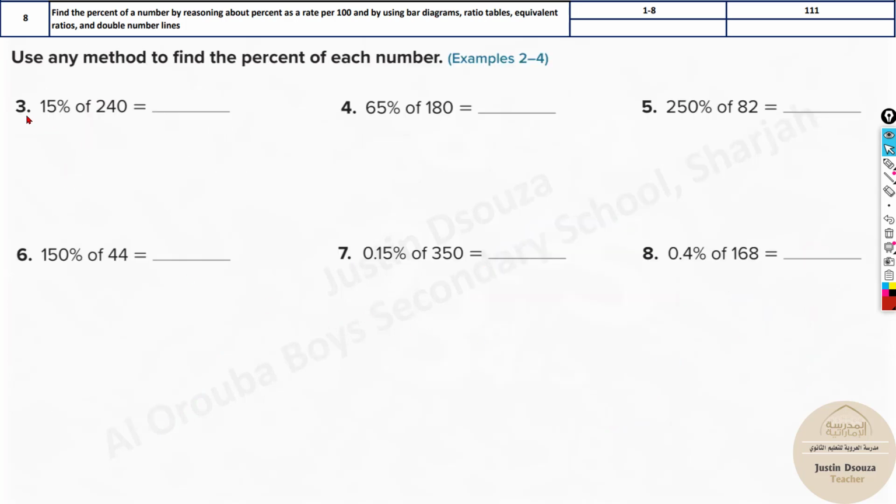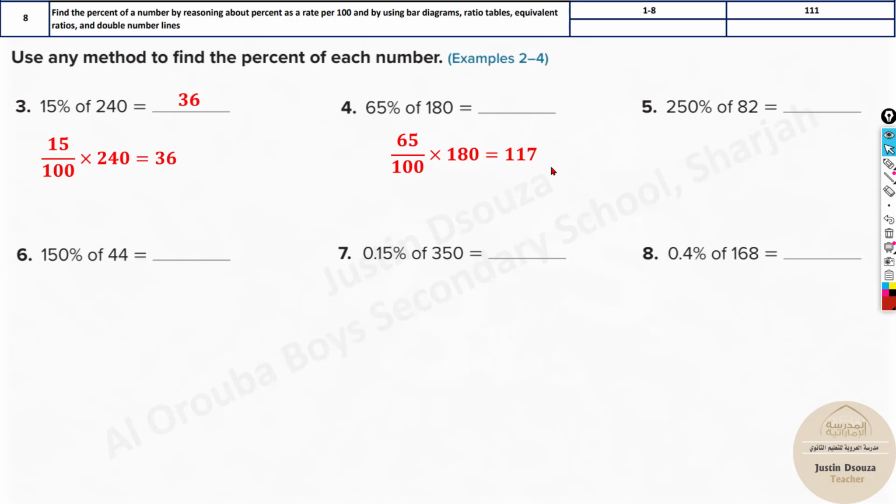Now this one is 15% of 240. Very easy. What you need to do is 15 by 100 multiplied by 240. See, 15 by 100 multiplied by 240. Solve it, and you get 36. Please do the other problems by yourselves and then check the answers. All the answers are worked out.